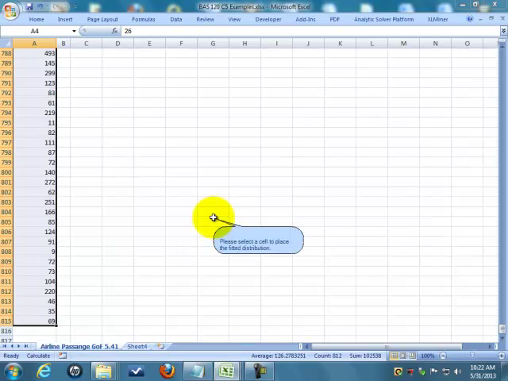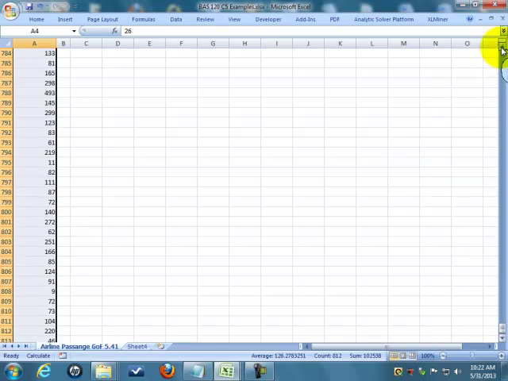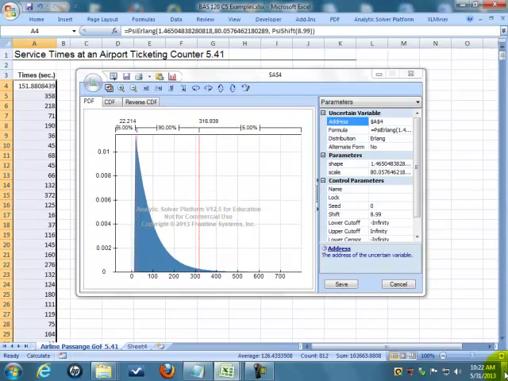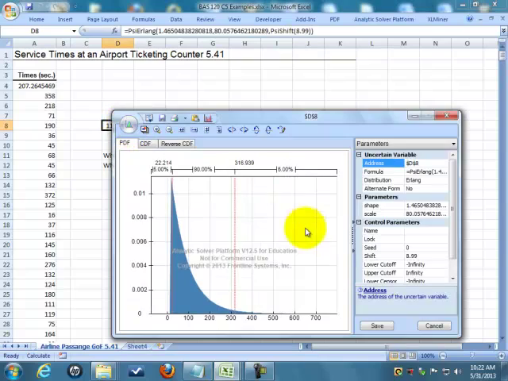And we can say, yes, we want to fit it. And it asks which cell you want to put it in. Well, let's go up here a ways. Let's put it right there. So there's our distribution. Now, we can open this up because it gives it to us.